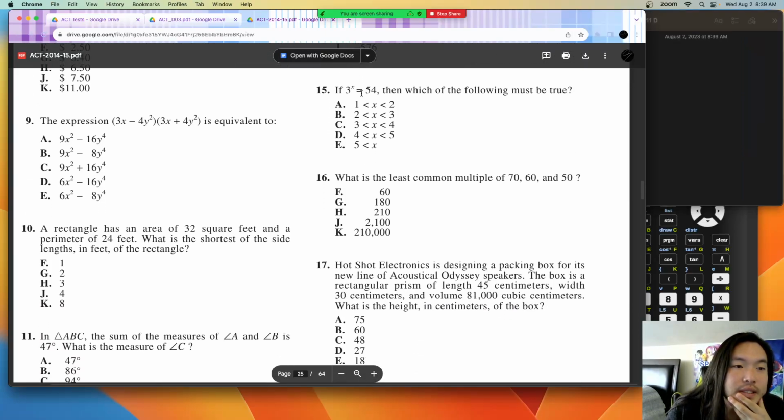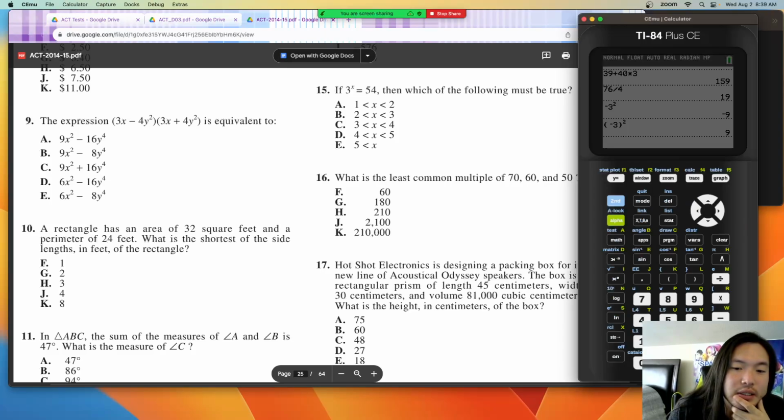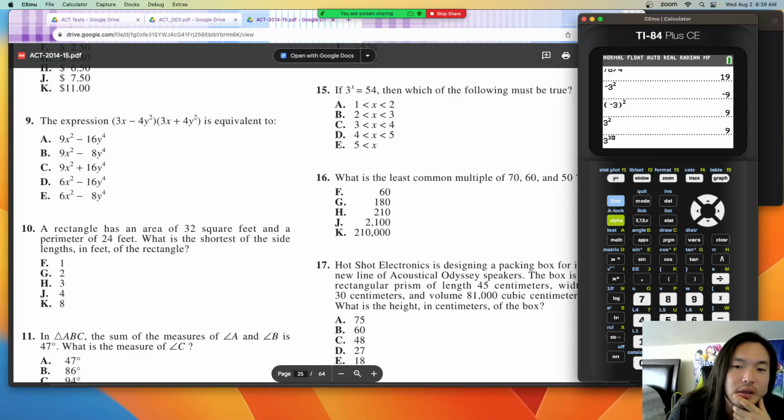Okay, if 3 to the x is equal to 54, which of the following must be true? Here I would also just recommend guess and check, right? So let's just try. Obviously 3 squared is just 9. We need something more than that. 3 to the third is 27. What's 3 to the fourth? It's going to be 81.